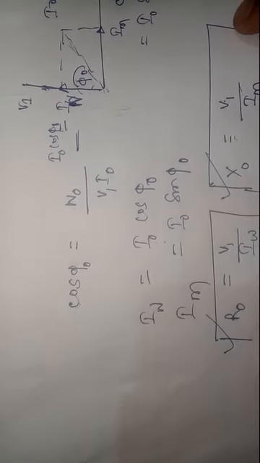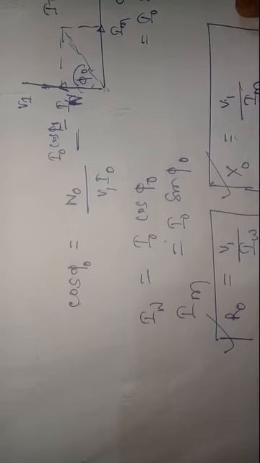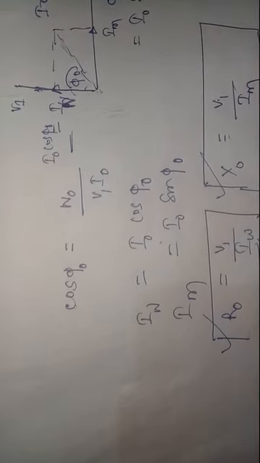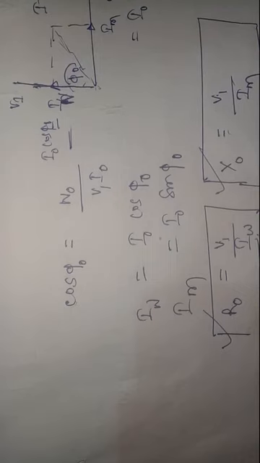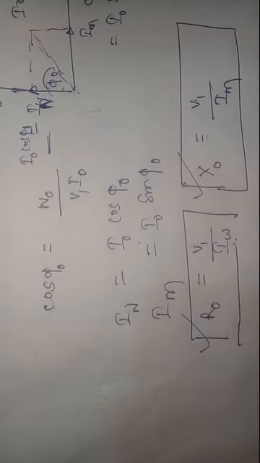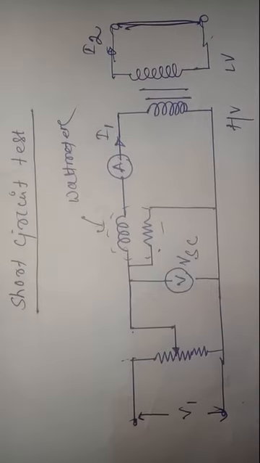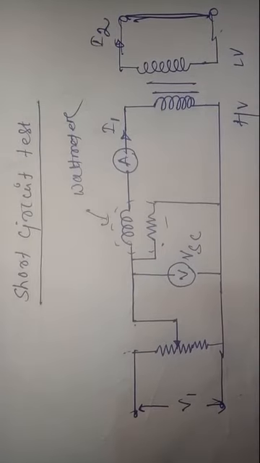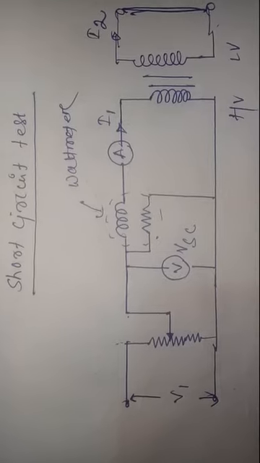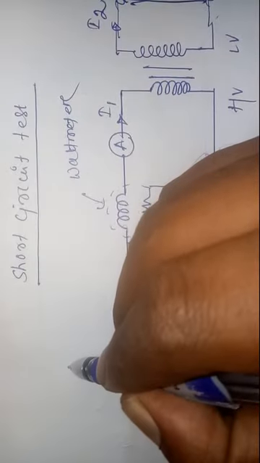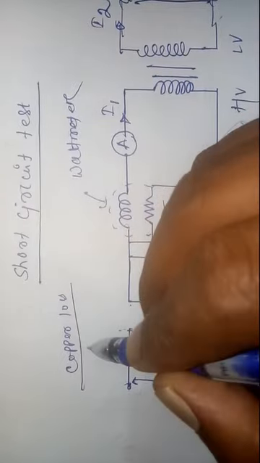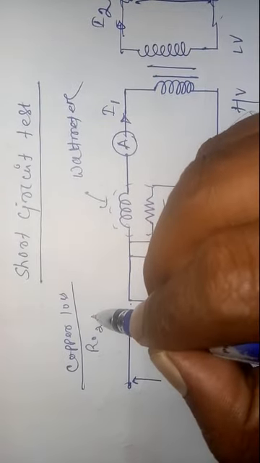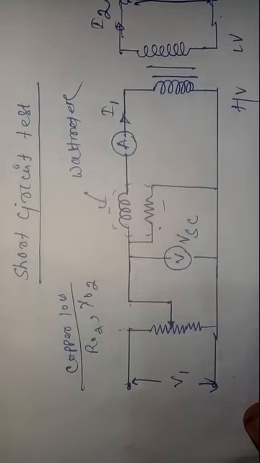So this is all about the open circuit test. Finally, the open circuit test is used to determine the iron loss as well as the parameters R0 and X0. Then next, the short circuit test. The short circuit test is usually conducted to determine the copper loss and the parameters R02 and X02.